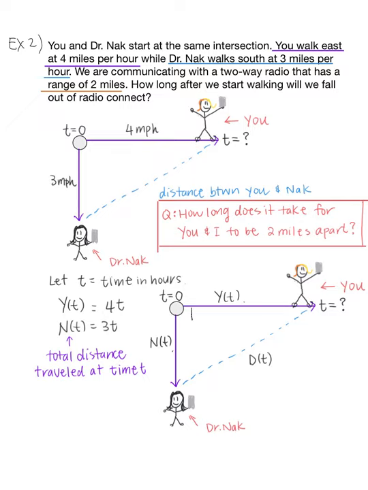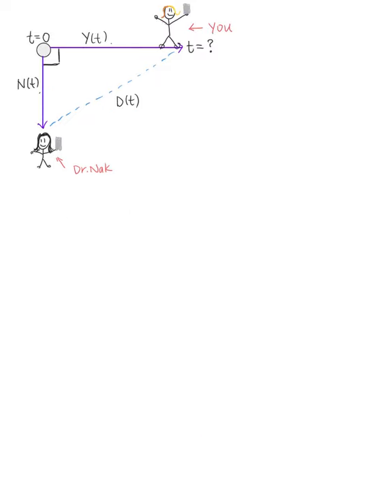Since you're moving towards the east and I'm going south, a 90-degree angle is formed at the intersection. So yes, we can apply the Pythagorean theorem here. And let's not forget what we're trying to find, right? Remember, you want to find the value of t when this whole distance, which is d of t, equals 2. So please keep that in mind. All right, let's apply the Pythagorean theorem.